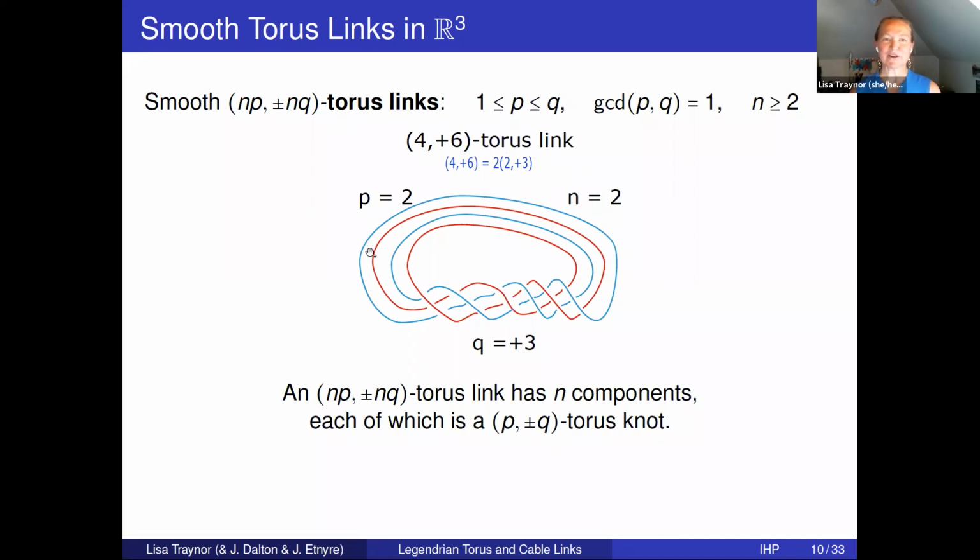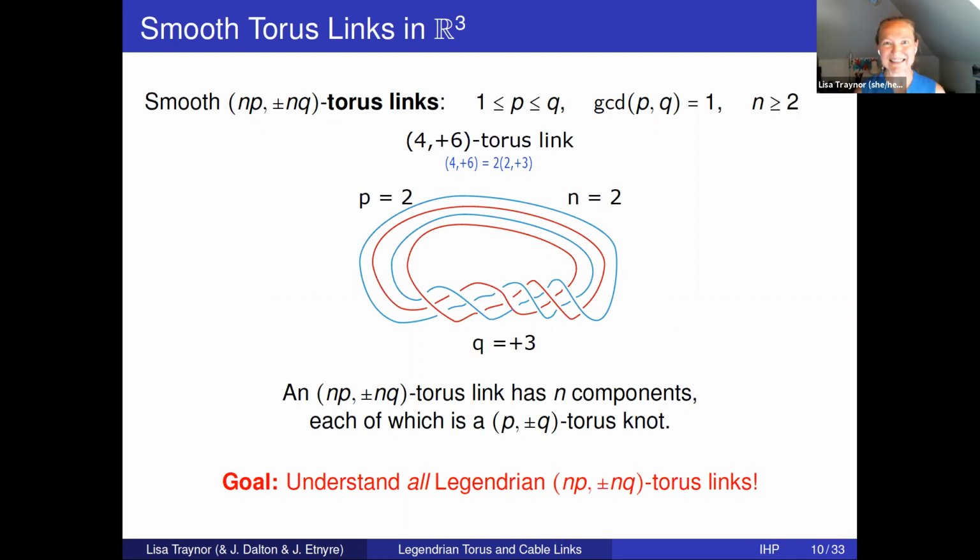So here's a picture of the 4,6. It's kind of like the same construction that you would have done to make the torus knots. It's just when the factors are not relatively prime, you get these links forming. And here the goal is just to understand all Legendrian torus links. That will take a little bit to explain because there's a lot of sub questions, but we want to classify all the Legendrian torus links.